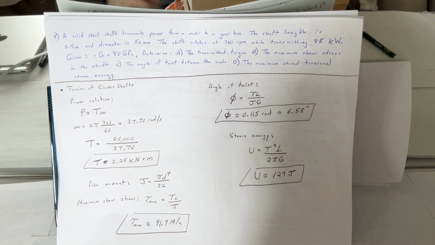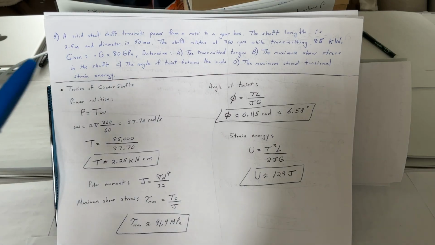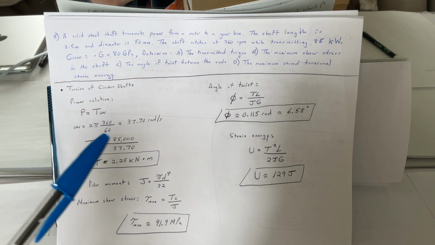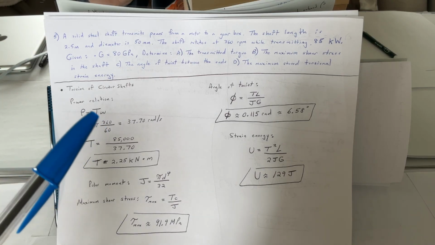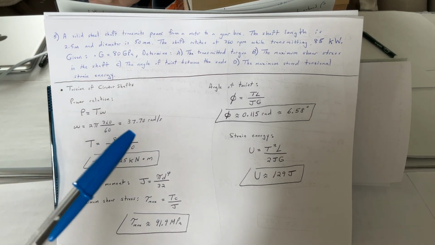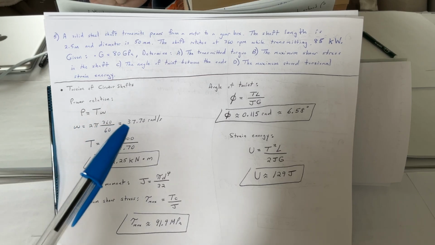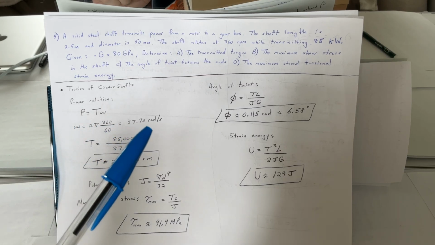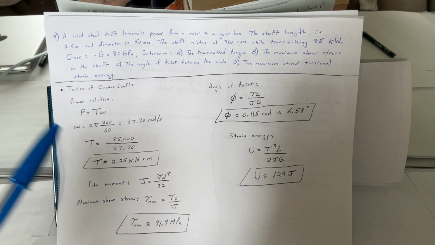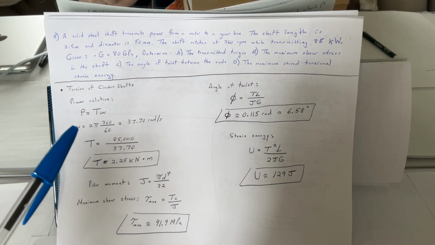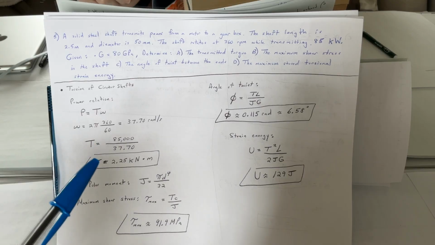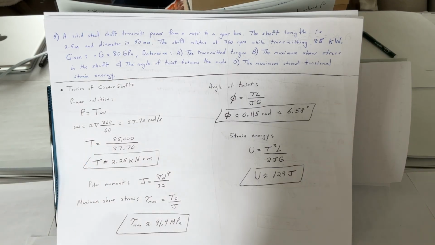So this is a torsion of circular shafts type problem. So we take our power relation, P equals T omega. Now substituting for omega, this is going to be 2 pi times 360 over 60. It's 37.70 radians per second. To get T now, it's just going to be that 85,000 divided by what we have for omega, 37.70. So T is about 2.25 kN·m.